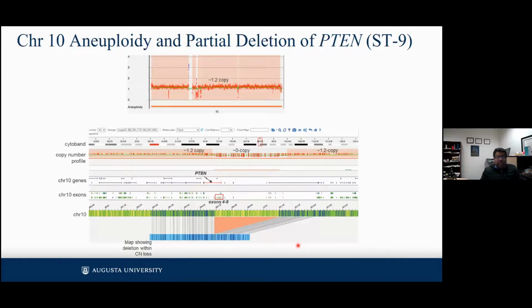And we identified chromosome 10 aneuploidy and partial deletion of PTEN, which are also called by the SNP. But in OGM, the CNV track on the top shows chromosome 10 loss, and in a high resolution, a nested deletion, which you can see on the copy number profile with approximately a copy number state of 1.2, surrounding copy number state of approximately 0. So you can clearly see the copy number profile in OGM as compared to a SNP microarray at a gene level.